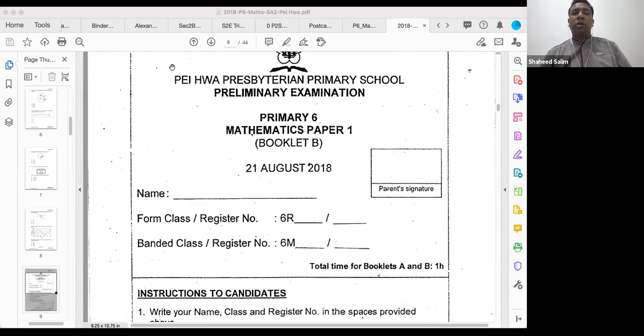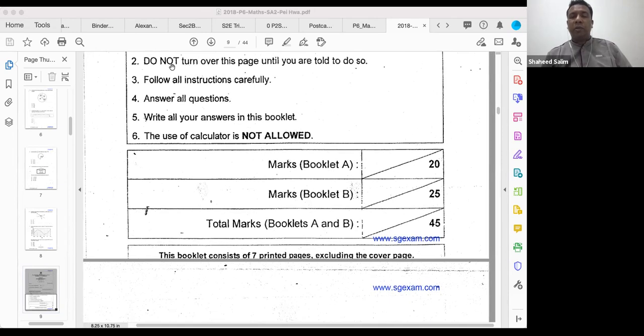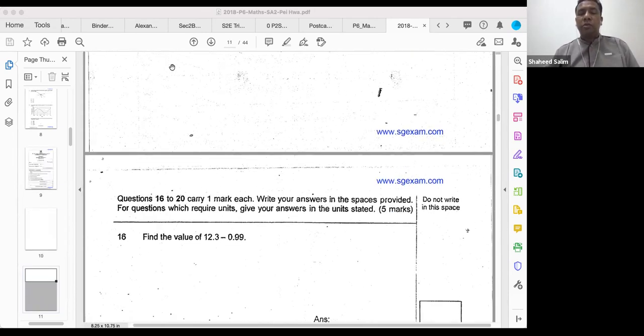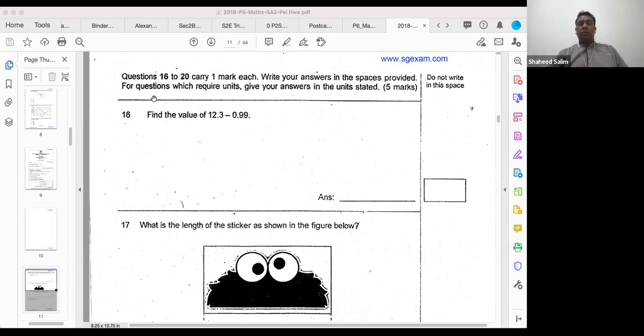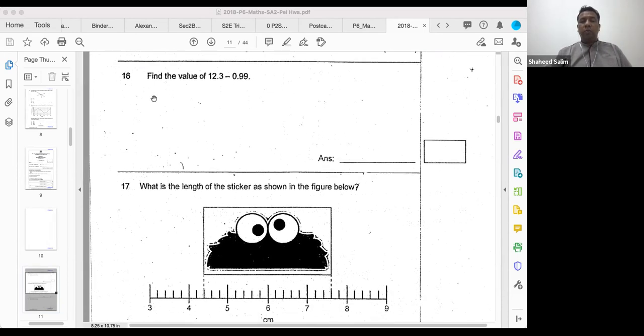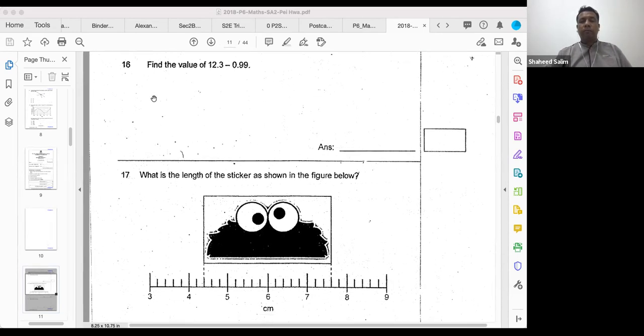Okay, it's from a Chinese school called Pui Hua Presbyterian. Many of the Christian schools are good schools. Okay, we try this one. Okay, we try. Number 16.